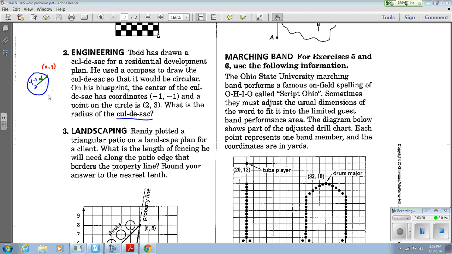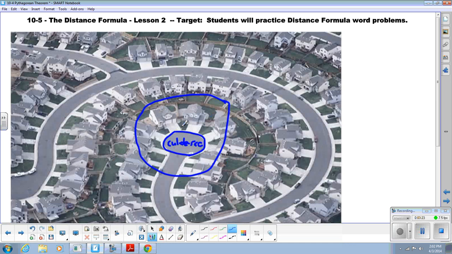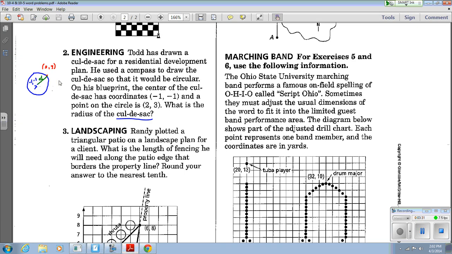Notice how I've drawn a picture here for you. And anytime you're dealing with word problems and you're not sure what it is, you can look up a picture like I did. Say, oh, that's what it is. All I did was Google the word cul-de-sac to start with, and then put that picture inside the smartboard software so you could see it. I got a nice picture of what it looked like. So now I've drawn a picture on the paper to help me figure out this problem.